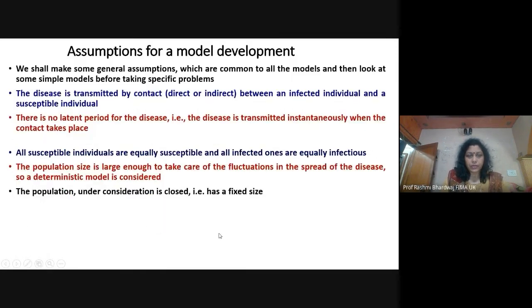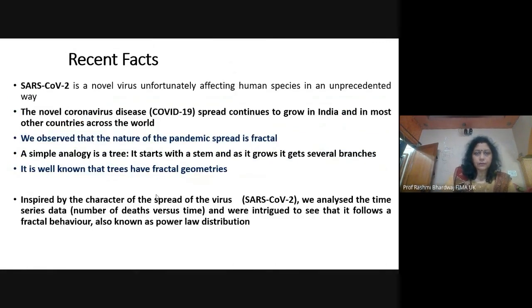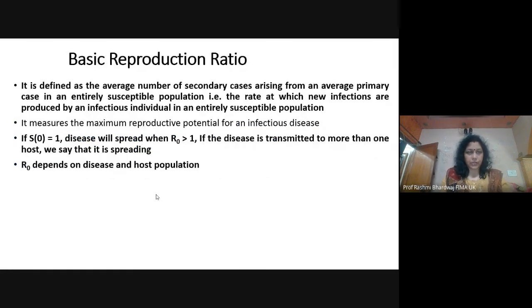So if we are taking this, we are considering, of course, a closed structure or a fixed size of a population. Basically, SARS-CoV we have calculated with the different models, follows the fractal behaviors, and it has a fractal geometry. And I will show you how it has a different type of structure.